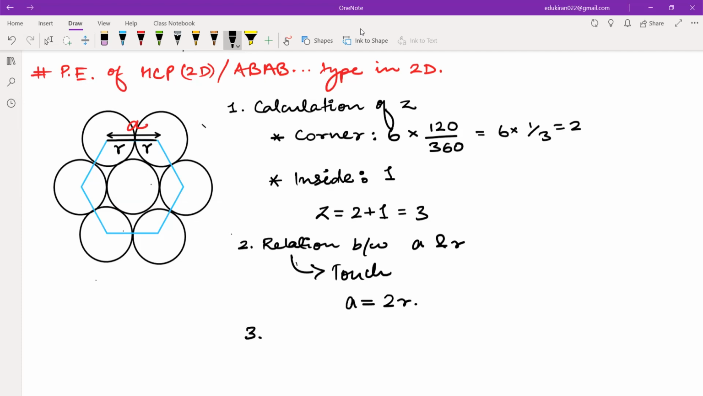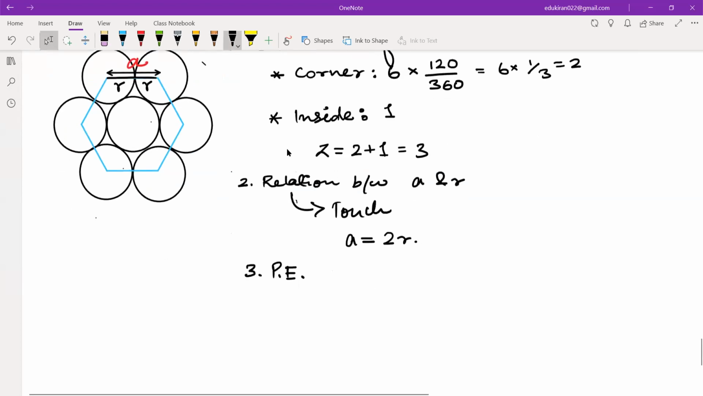Now the third thing is the packing efficiency that we will calculate. So please remember, packing efficiency is space occupied by atoms inside the unit cell divided by the total space occupied by the unit cell. So atoms inside the unit cell, Z into pi R square, that is the area of the atoms, divided by the area of the hexagon. Now what is the area of hexagon? 3 root 3.